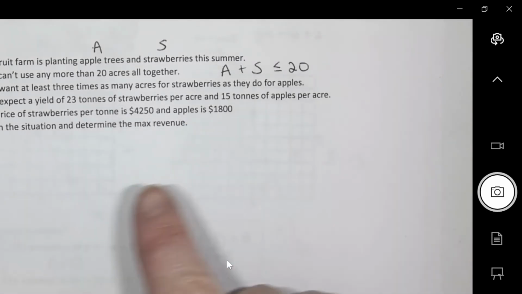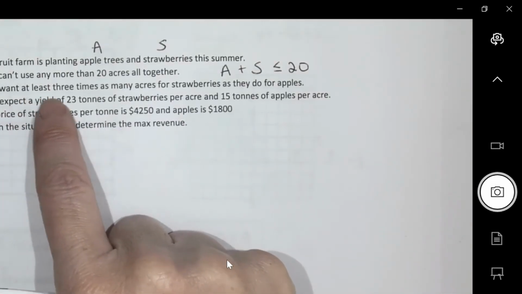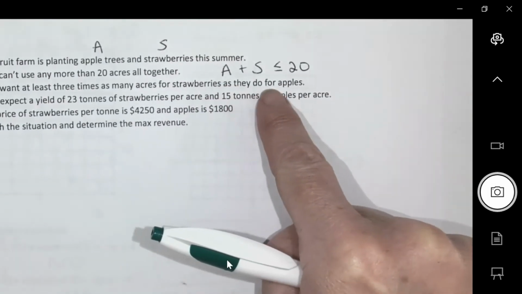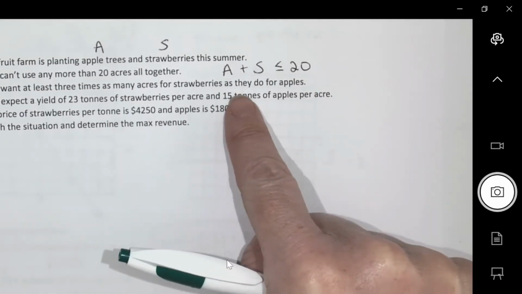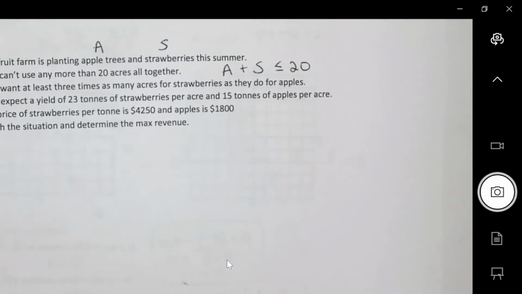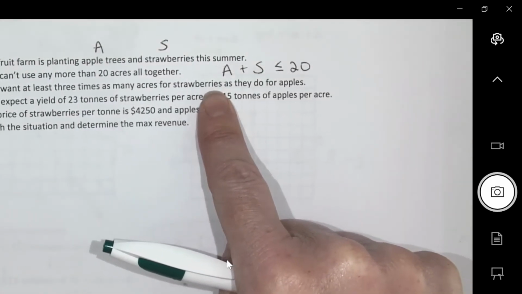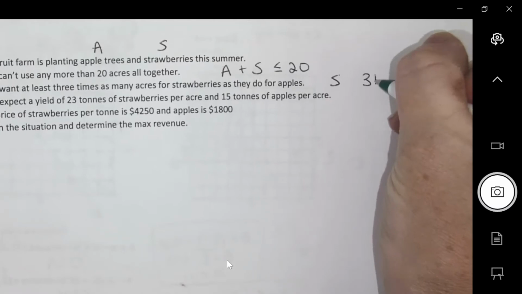Okay, the next sentence, when you read the at least 3 times as many, your brain has to kind of go backwards. So they want at least 3 times as many acres for strawberries as they do for apples. So when you read it, the 3 has to go on the opposite thing. The strawberries are tripled the apples. Does that make sense? Because you want 3 times as many strawberries, so the strawberries are going to equal 3 times the apples.